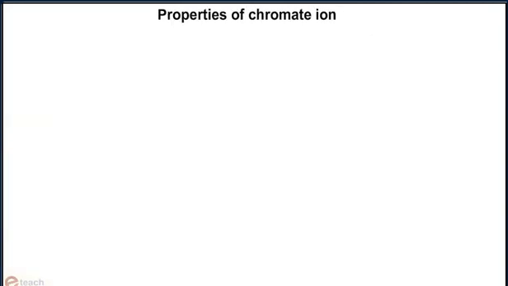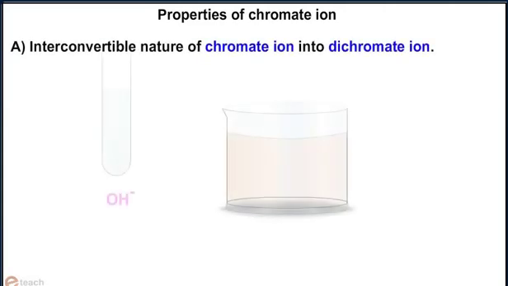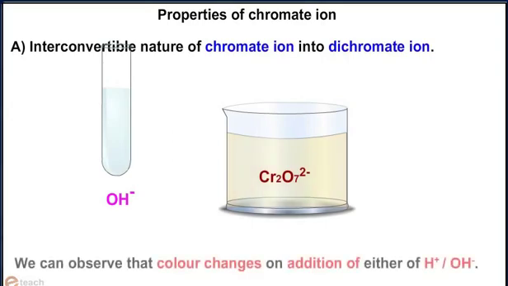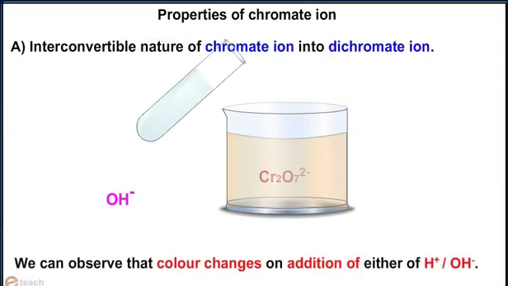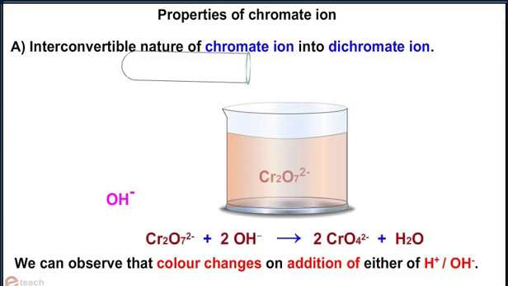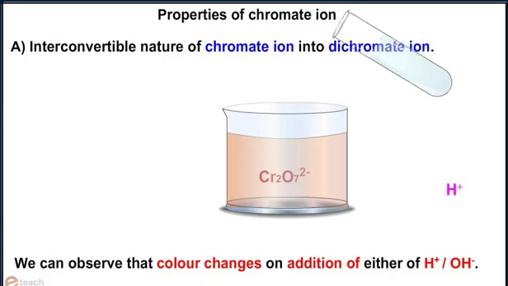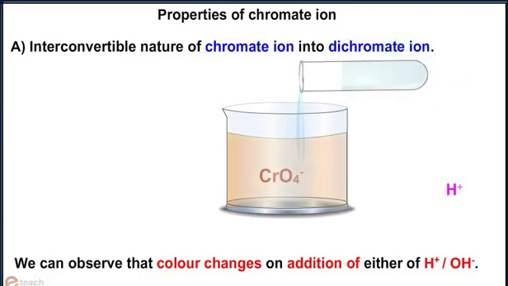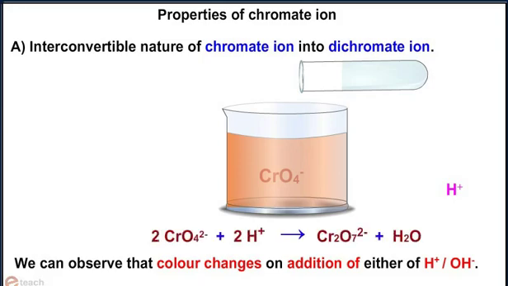Let us study the properties of chromate ion. First, it has an interconvertible nature of chromate ion into dichromate ion. We can observe that the color changes on addition of either H+ or OH- ions. When OH- is added, Cr2O7 changes its color. The reaction is given by Cr2O7 2- + 2OH- goes to 2CrO4 2- + H2O.